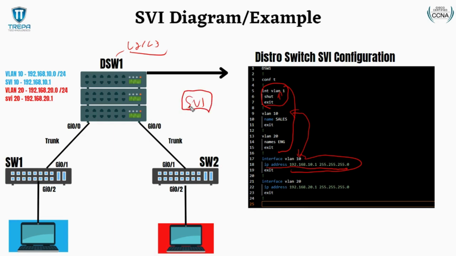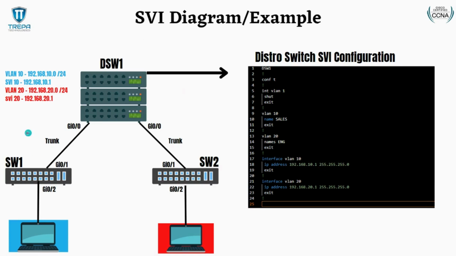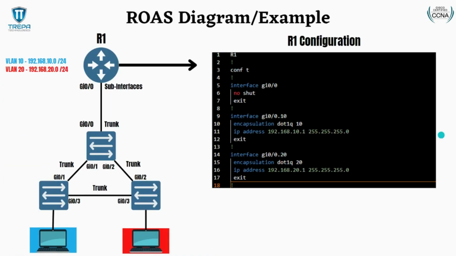Okay, before we end this lecture, I want to go over something else. So I'm going to go back to this slide here. Let's take a breather, right? We know that when we're doing router on a stick, we're using sub-interfaces for layer 3 reachability for our VLANs. Now, what about these switches?